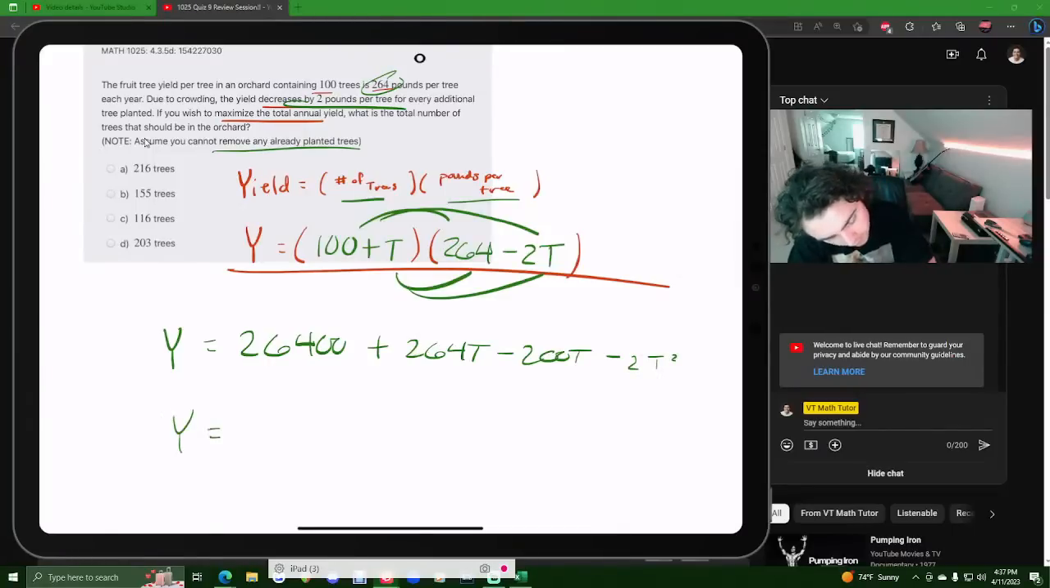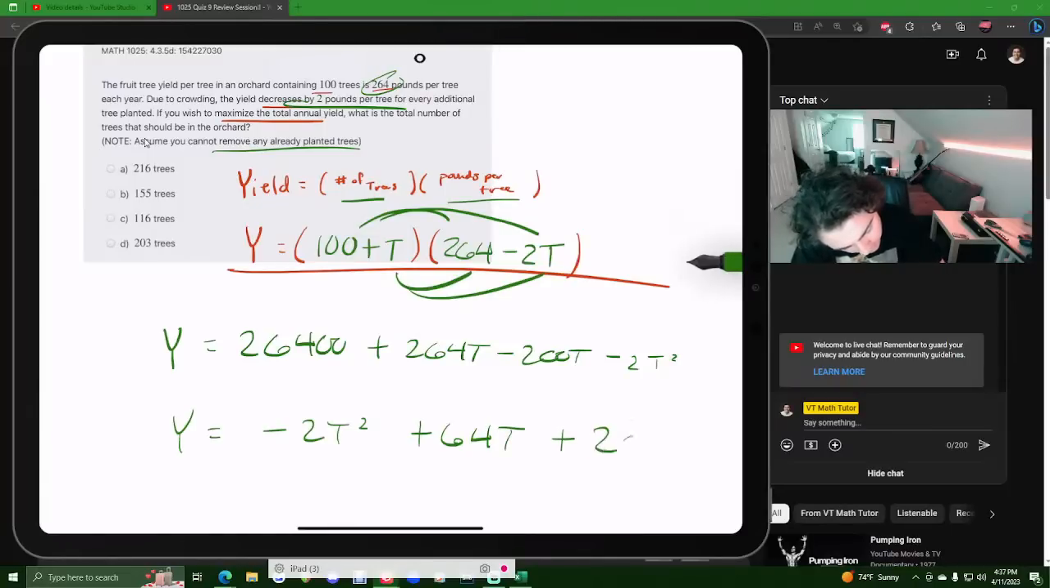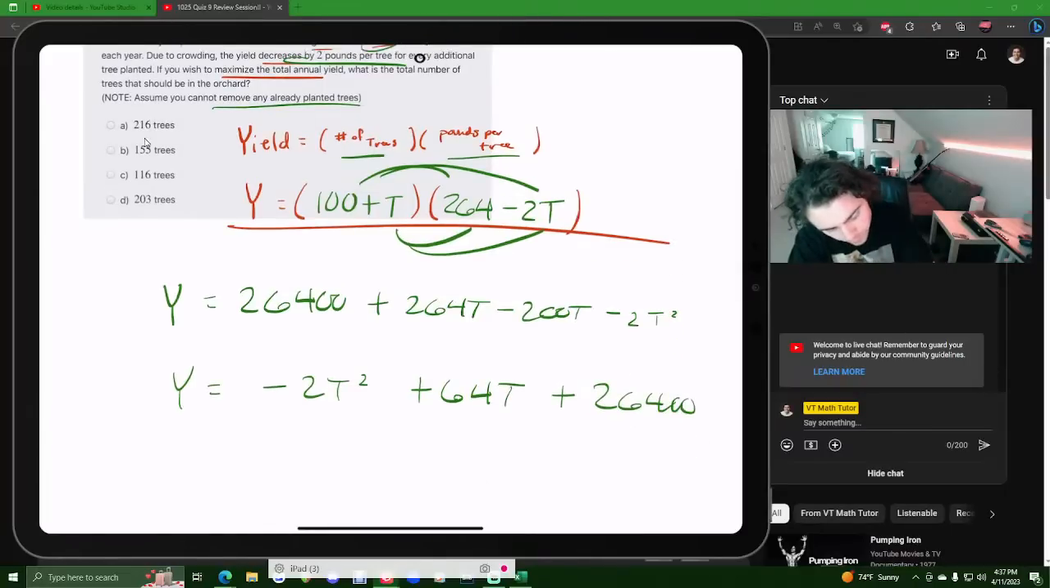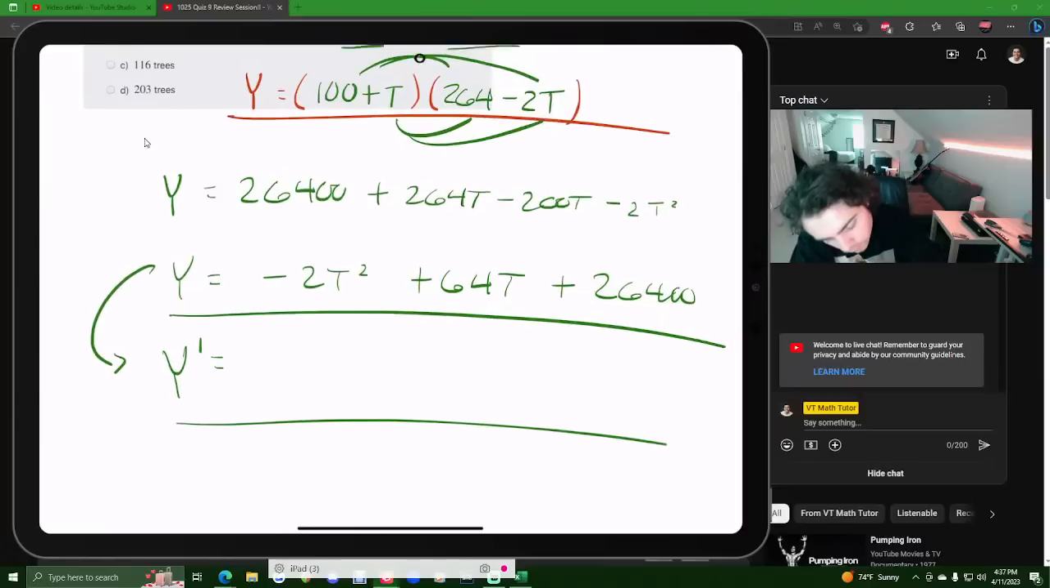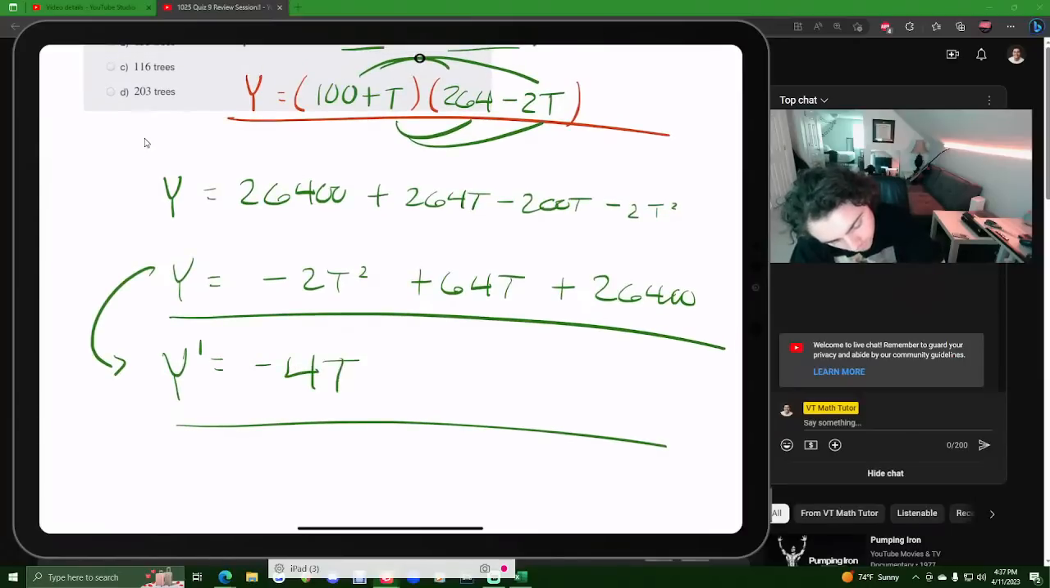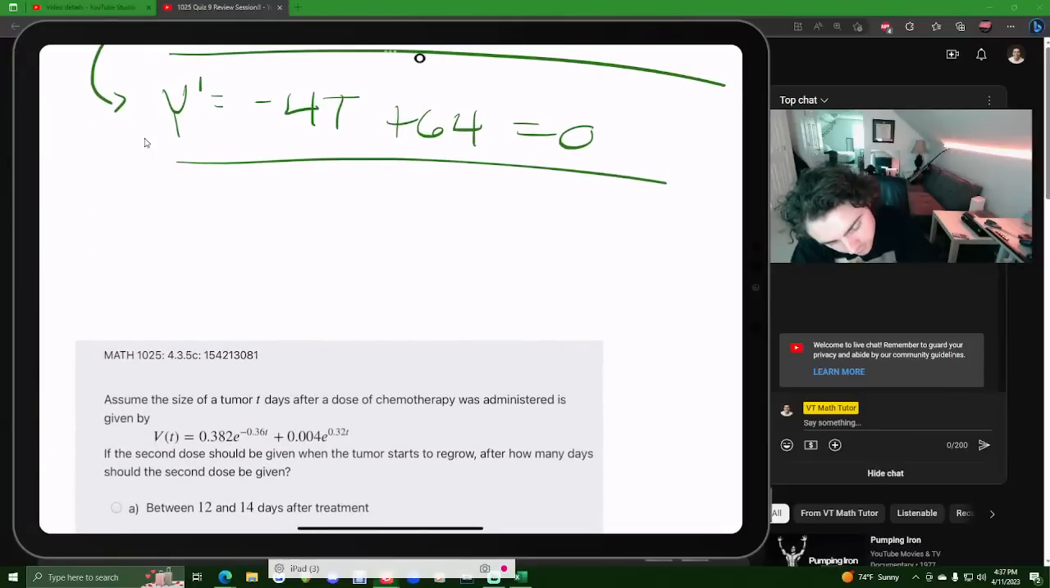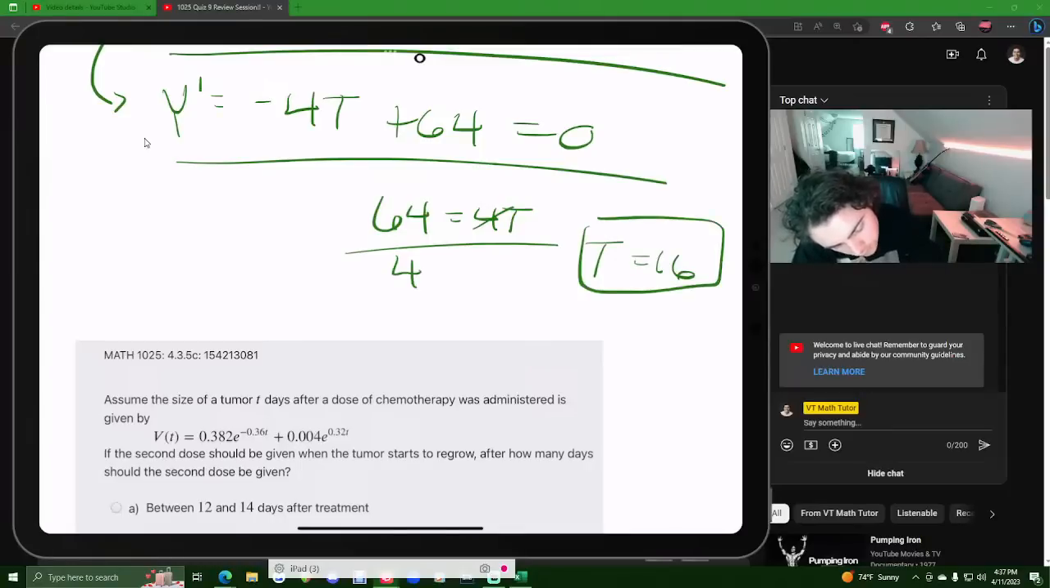We combine like terms. I might rearrange some things here. We get negative 2t squared plus 64t plus 26,400. Now that we have this in its simplified form, this is our yield. We are finding the max of yield, so we take its derivative to get negative 4t plus 64. We set that equal to 0, and we are going to solve this for t by adding 4t, dividing by 4, and getting that t is equal to 16.